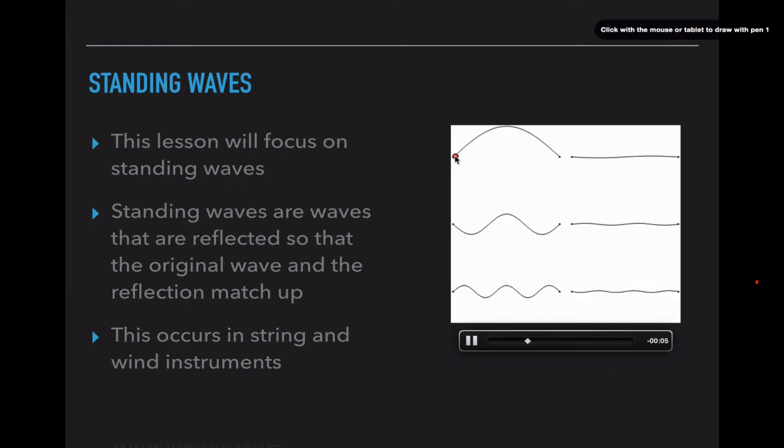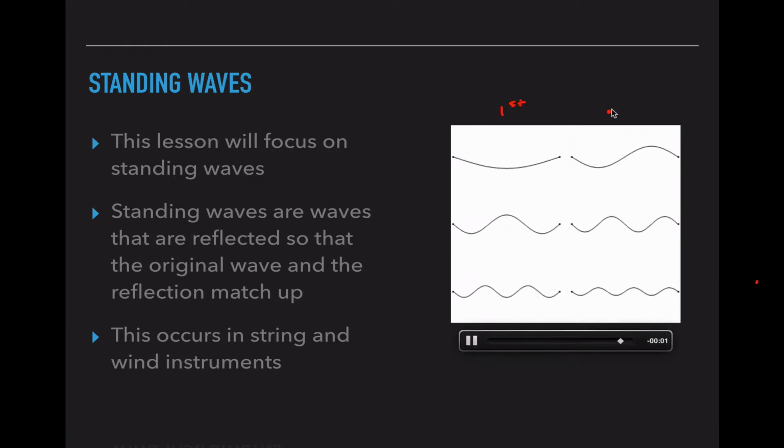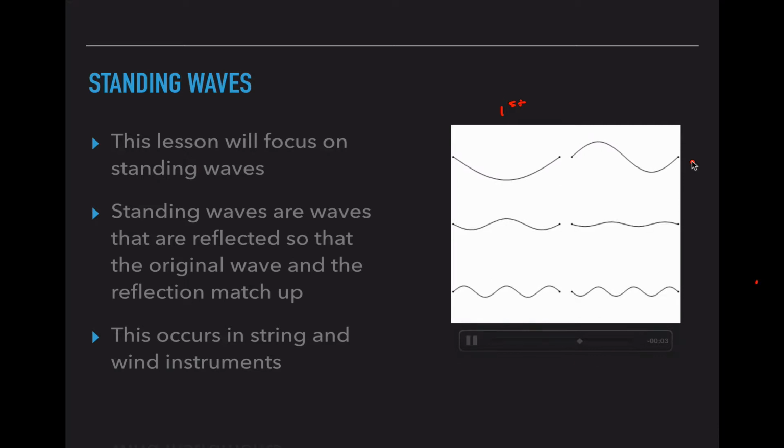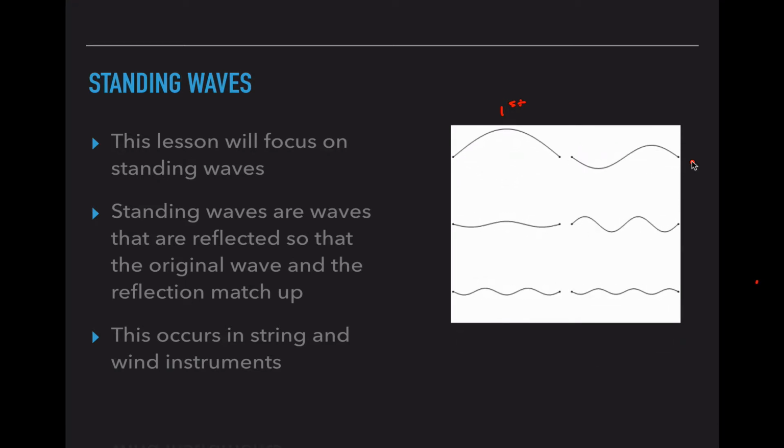So in this diagram or in this picture, this is considered the first harmonic. This is the second, the third, the fourth, the fifth, and the sixth. So what you can do is count the number of crests and troughs in order to determine which harmonic is present. Okay, so the first harmonic is one crest, the second is one crest and one trough, etc. These relationships occur in both string instruments and wind instruments.